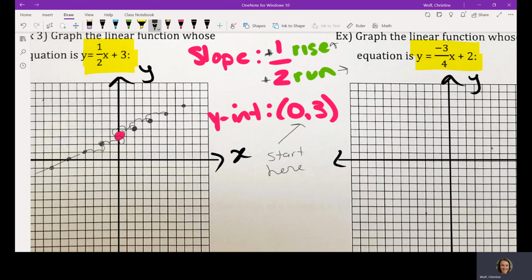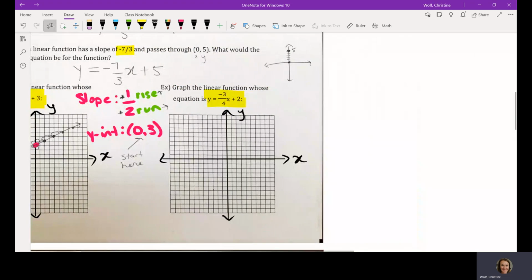Okay, so you can choose any 3 points you want to draw, but just put arrows on the end of your line once you connect the dots to show that you know that this is a pattern that could go on forever. Okay, all right, next one.